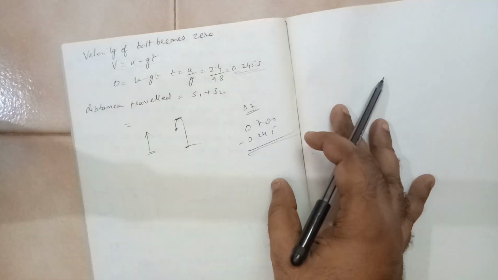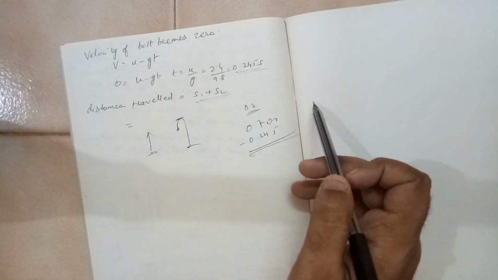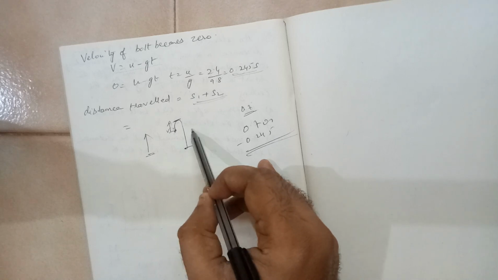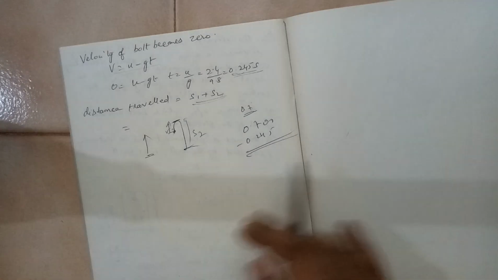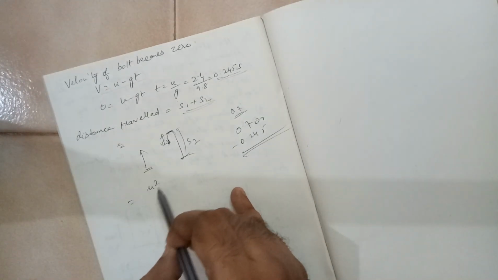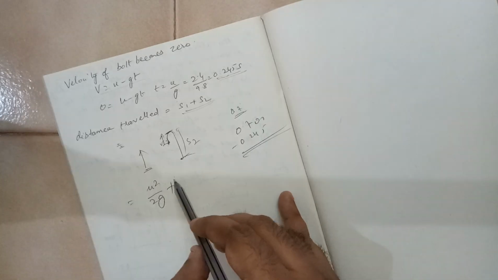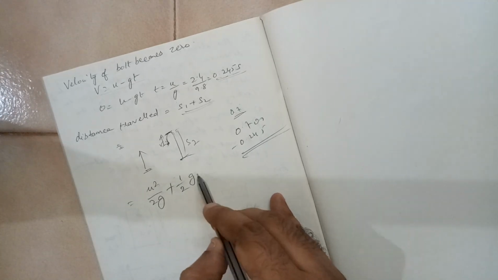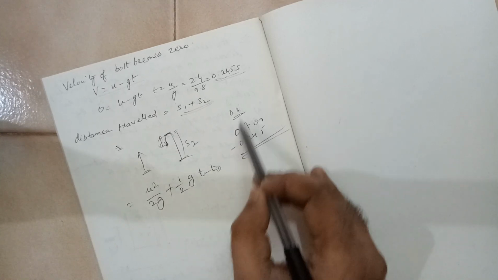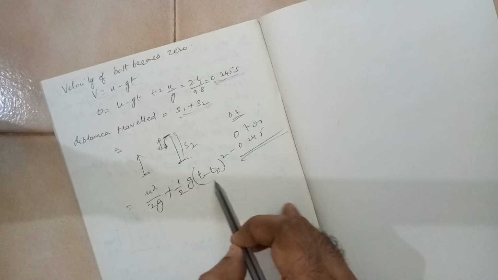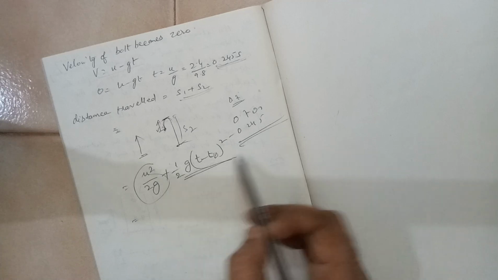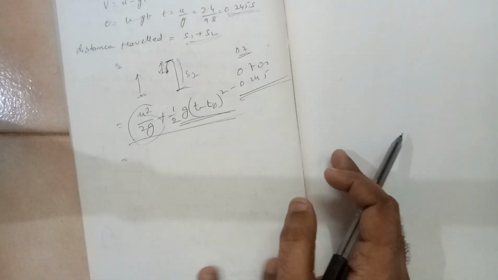So we can split this into, if you want to find the distance, this distance you will call it as s1 and the other distance you will call it as s2. So s1 will be how much? We have done this, it will be u square by 2g, and the s2 part will be half into g into the total time, let us say it is t minus t0, which is 0.245 seconds. This part is the free fall, this is the upward motion. So just plug in the values, whatever value you get, that is your answer.